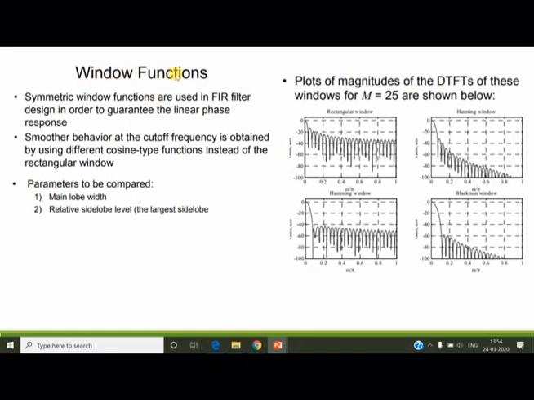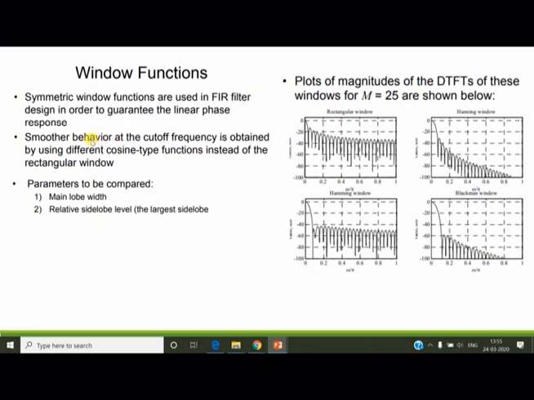Coming next, the basic window functions. These are the symmetric window functions. They are used in FIR filter design to guarantee the linear phase response and primarily to truncate the infinitely long impulse response hd(n). As we have seen, as a result of the convolution, ripples appear in the passband and the stopband.